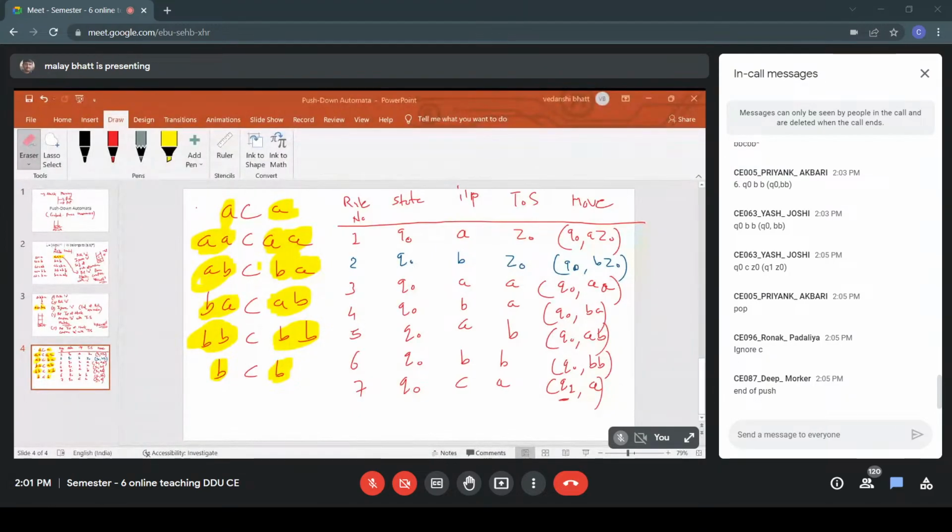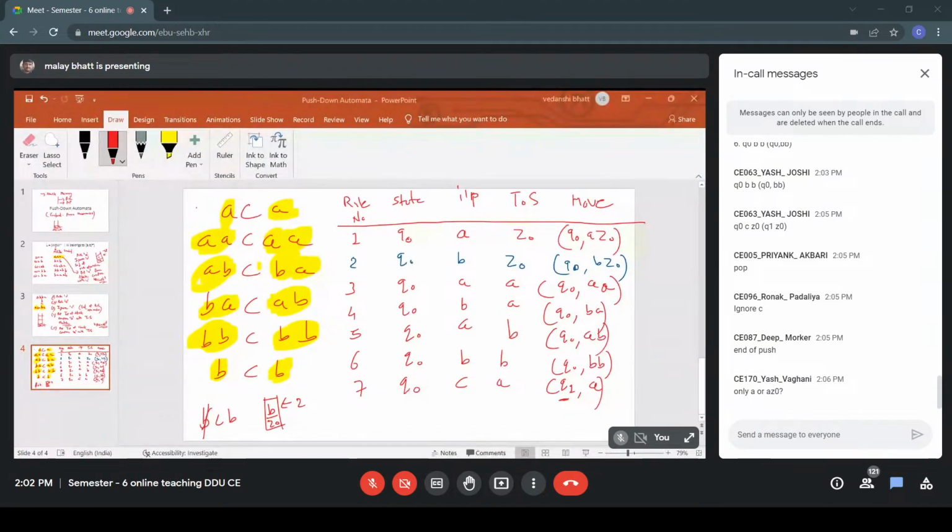Okay, now if this is a string, we can do it like this. But if the string is B, C, B, right? If we have this string, what will we do? We'll apply rule number 2. We'll push B on the stack.